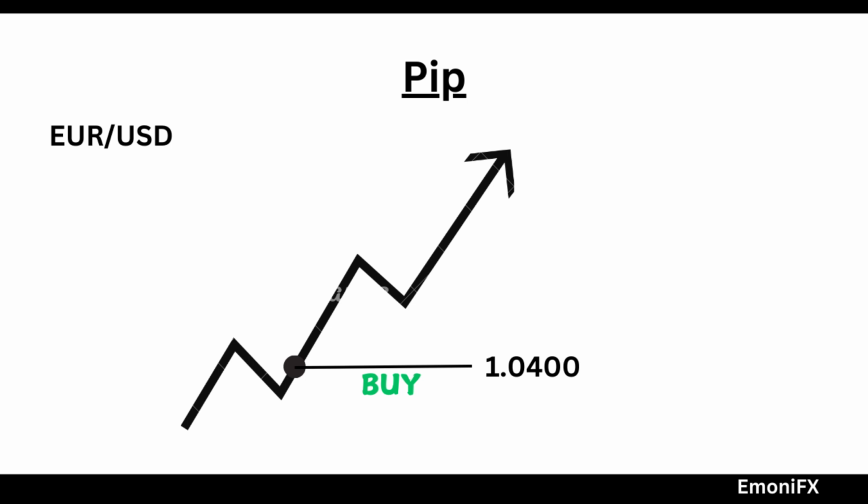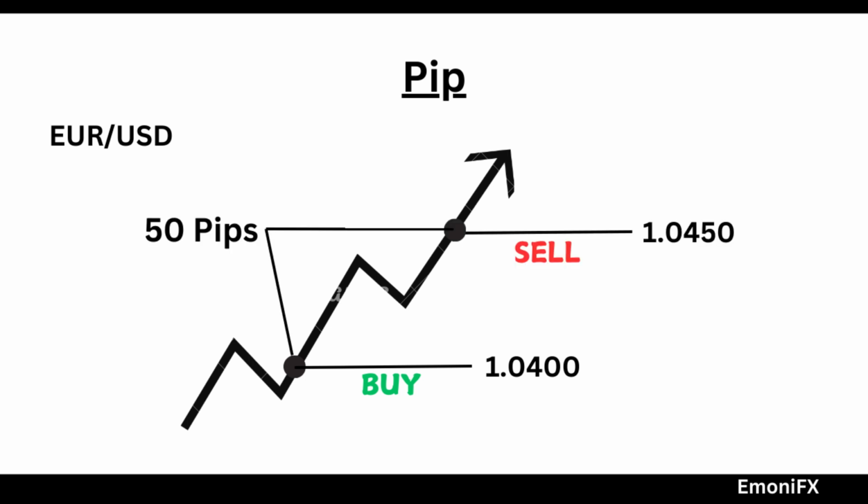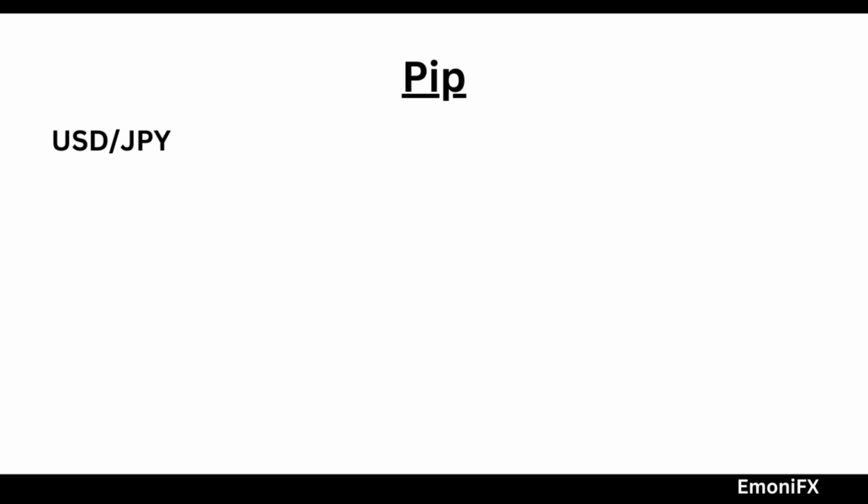So let's take a look at the Euro-USD currency pair. Say the current price of Euro-USD is 1.0400. Now, if the market moves from 1.0400 to 1.0401, that 0.0001 increase will be a single pip move. So if you had entered a buy position in Euro-USD and the market moved from 1.0400 to 1.0450, you would have gained 50 pips and profited from the increase. But if the market moved against you, falling from 1.0400 to 1.0350, this will simply mean that your position made a 50 pips loss.